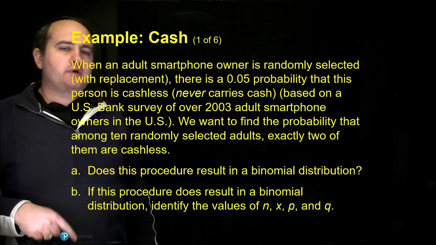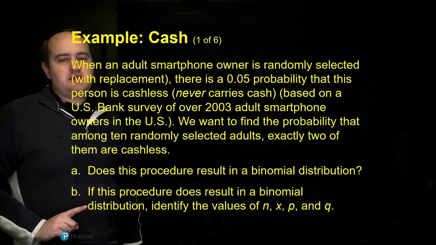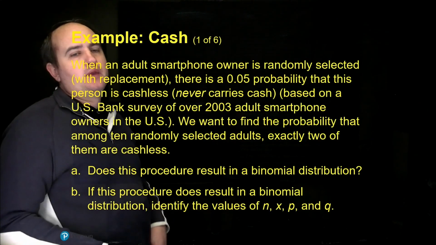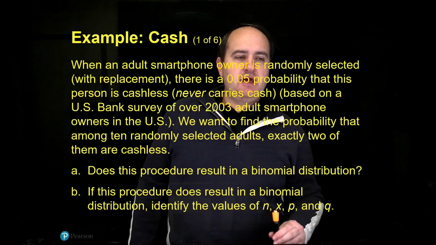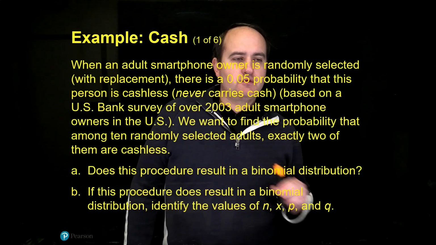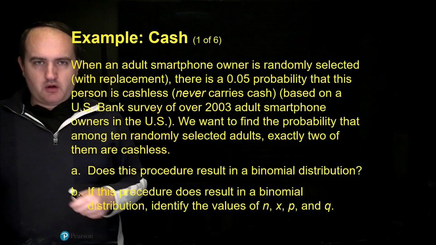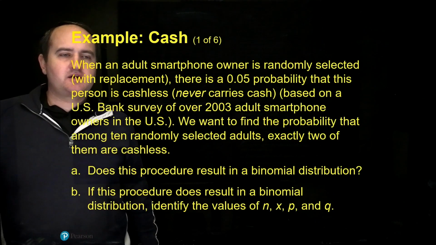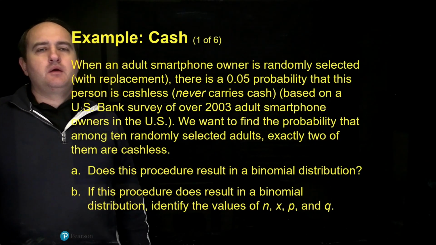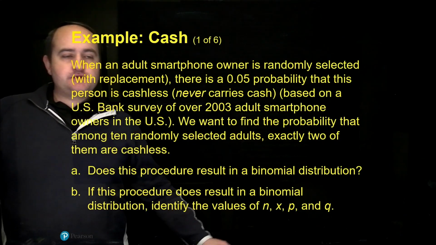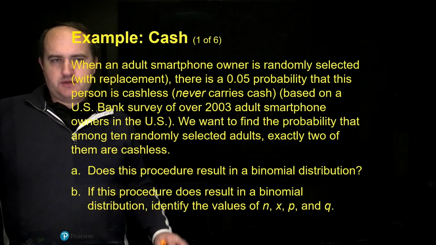Okay, so let's move on to part B. So for part B, if this procedure does result in a binomial distribution, identify the values of n, x, p, and q. Okay, so on the example that I invented on flipping a coin, we already talked about how to find n, p, and q. But in this example, we can also figure out what x is. So let's go ahead and do that.